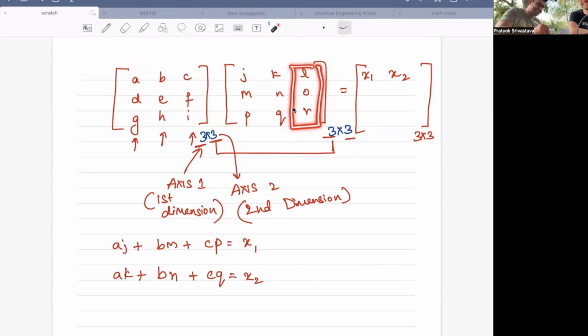of the second matrix with the first row. So the column of the second matrix decides the column placement in the result, and the row of the first decides the row in the result. Right? So this multiplied by this goes as x3 here.